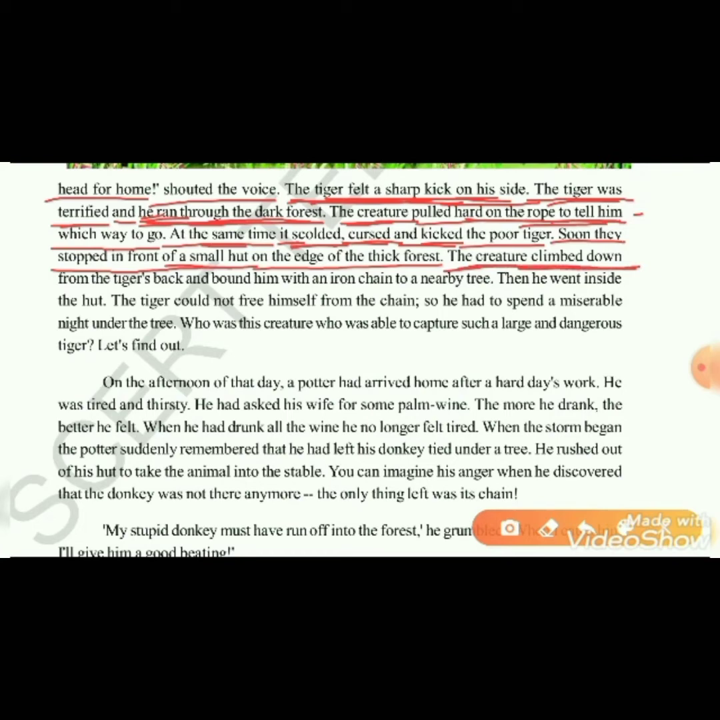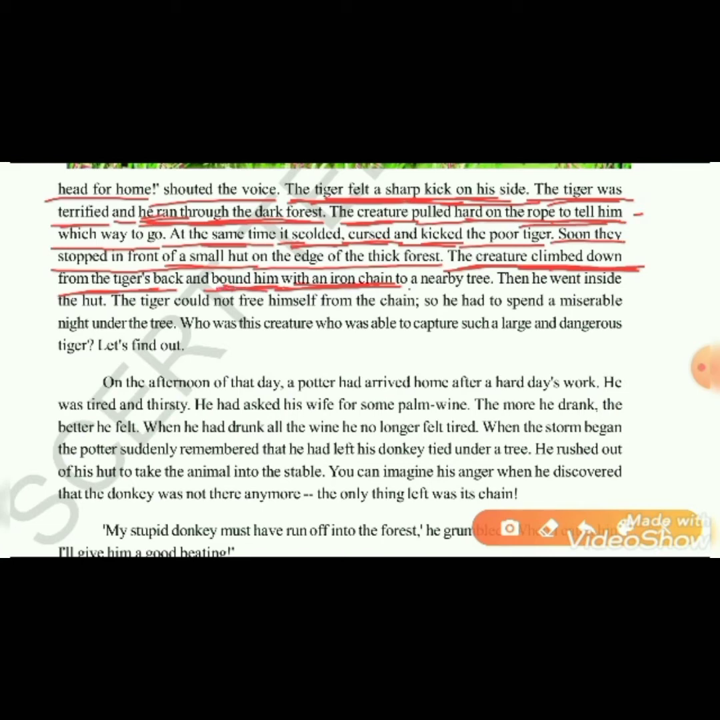The creature climbed down from the tiger's back and bound him with an iron chain to a nearby tree. So as soon as the tiger was stopped at the hut, the creature who was sitting on the tiger came down and pulled the tiger to a tree where there was a big chain. An iron chain was there. The tiger was tied with the iron chain to a nearby tree. Then he went inside the hut. So after tying the tiger to a chain, the creature went into the hut.